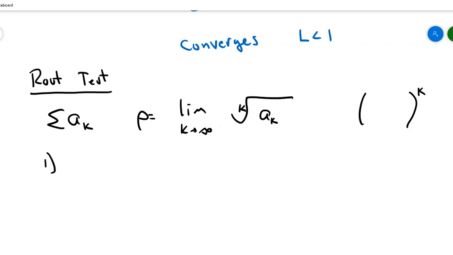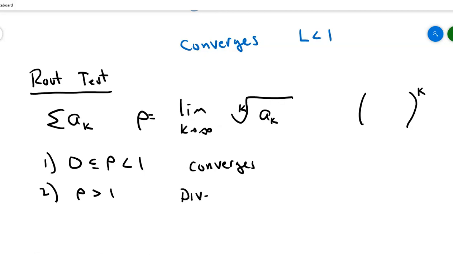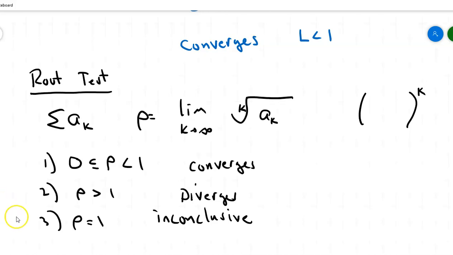So the root test has 3 parts. If that limit, the limit as k approaches infinity, is between 0 and 1, then the series converges, very much like a geometric series. If that limit is greater than 1, it diverges, and if that limit is equal to 1, then the test is inconclusive. All right, meaning that I don't have enough information to know whether those pieces that I'm adding are small enough for the series to converge, or if it's going to cause a problem and the series will end up diverging.